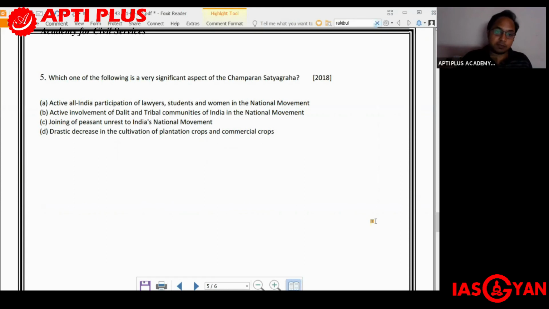Which of the following is a very significant aspect of the Champaran Satyagraha? A, active all India participation of lawyers, students, and women in the national movement. B, active involvement of Dalit and tribal communities of India in the national movement. C, joining of peasant unrest to India's national movement. And D, drastic decrease in the cultivation of plantation crops and commercial crops. So which out of these is correct so far as the Champaran Satyagraha is concerned?